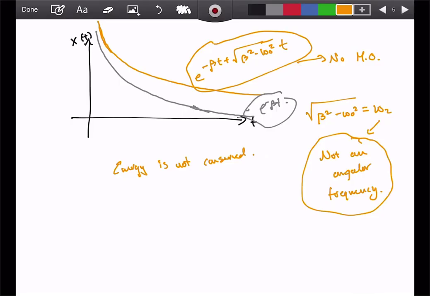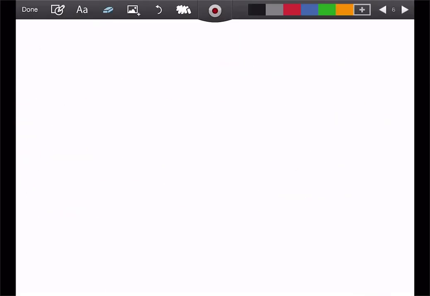Okay? So let's talk about this real quick. Let's talk about what we call the decay parameter.